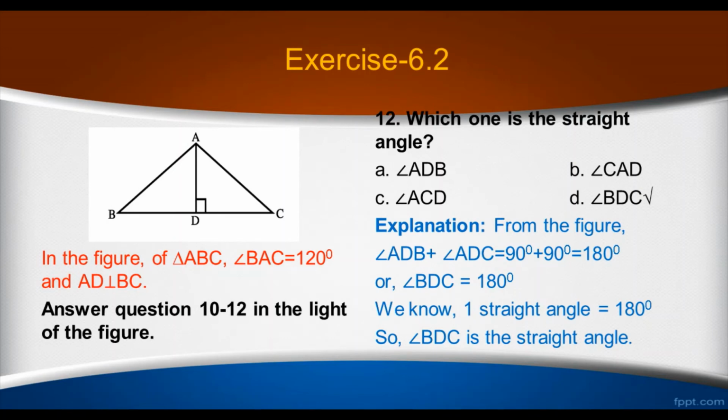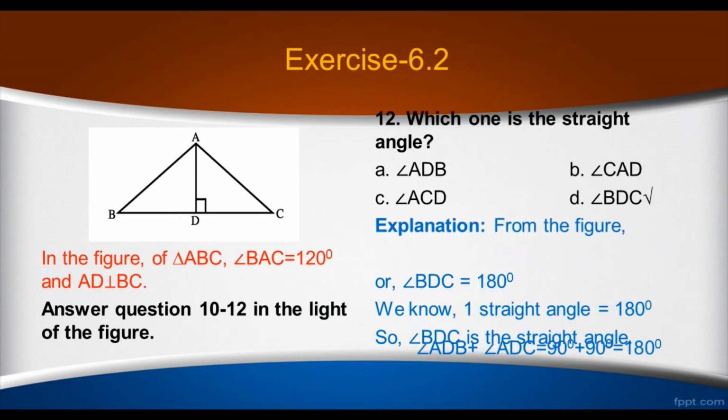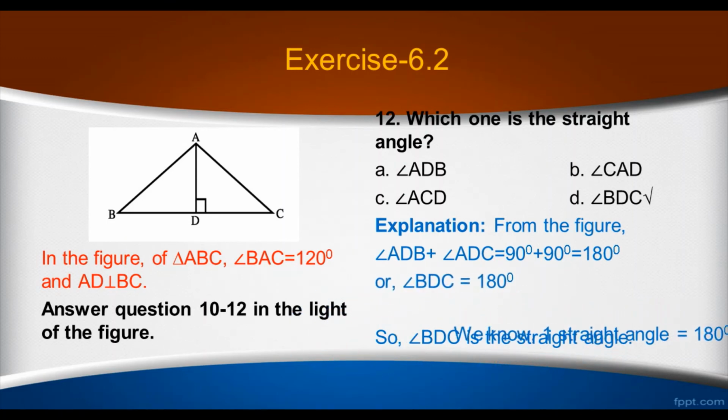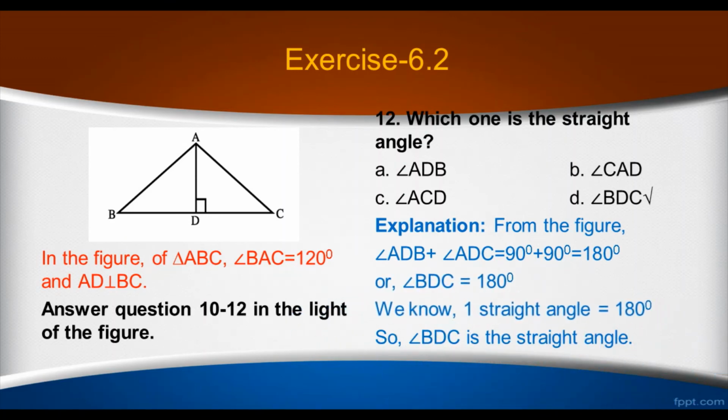So my dear students, this is question number 12, which asks: which one is a straight angle? Angle BDC is a straight angle. From the figure, we can see angle ADB and angle ADC equal 180 degrees. Instead of these two angles, we can write angle BDC, and we know one straight angle equals 180 degrees. So angle BDC is the straight angle.